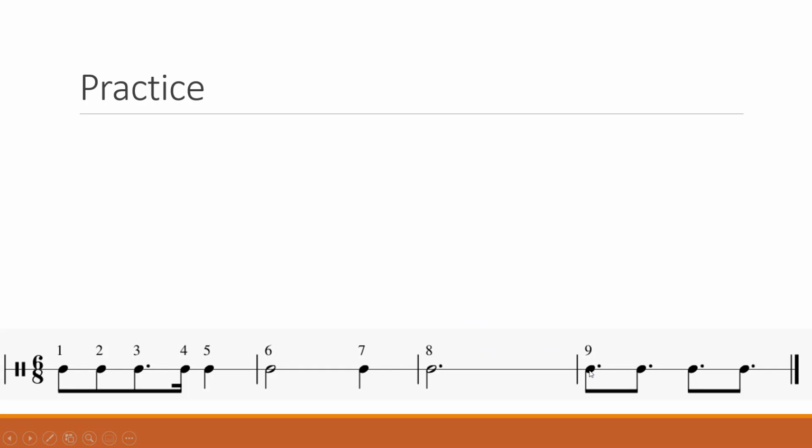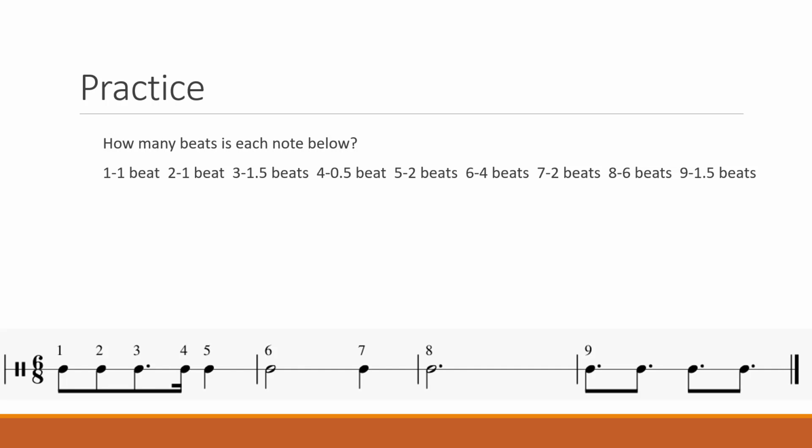And then 1.5 beats for an 8th note with a dot. 1.5 plus 1.5 plus 1.5 plus 1.5 is 6. So these are dotted notes, and now the answers are given.